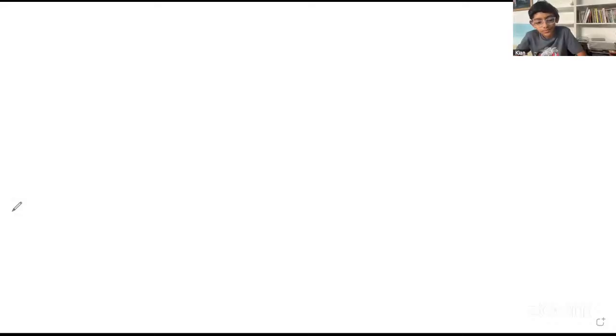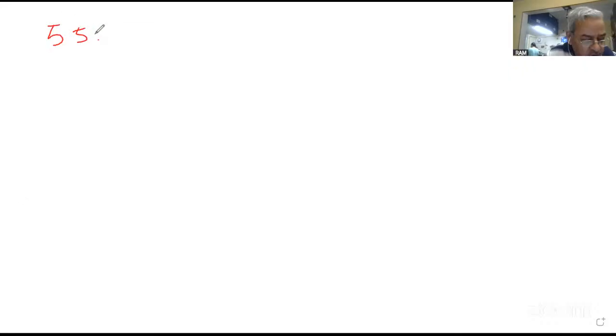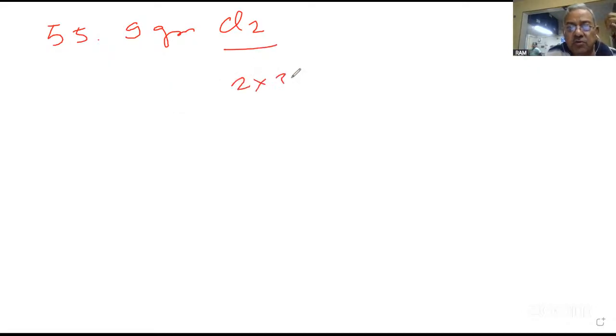Now next comes the molecules. It is in two steps. First step will be to convert to the number of mole, and one mole is equal to 6.022 into 10 to the power 23. Now you see the A. A is 55.9 gram of Cl2. Now convert it into the moles. Cl2 means how much is it? 2 into 35, 70.